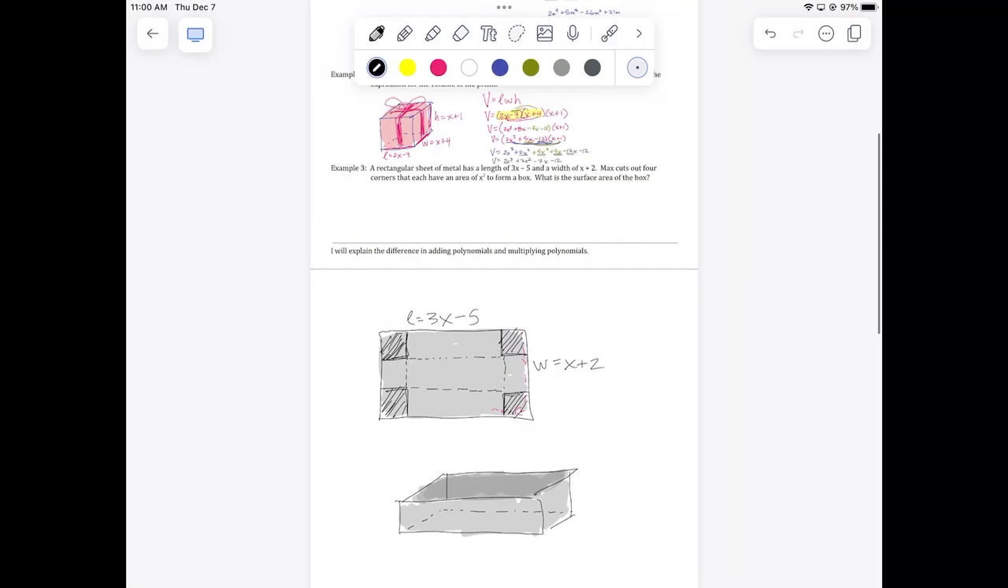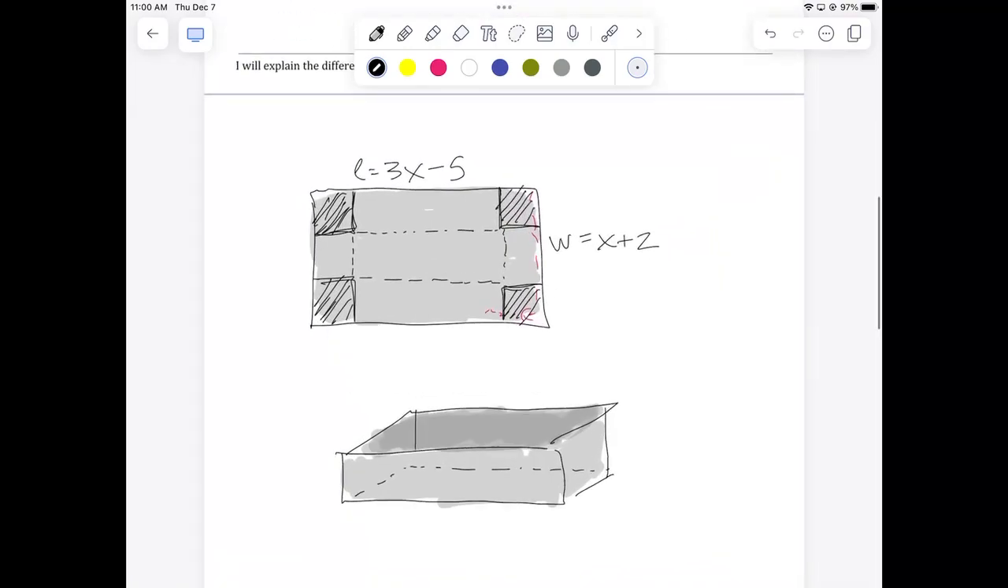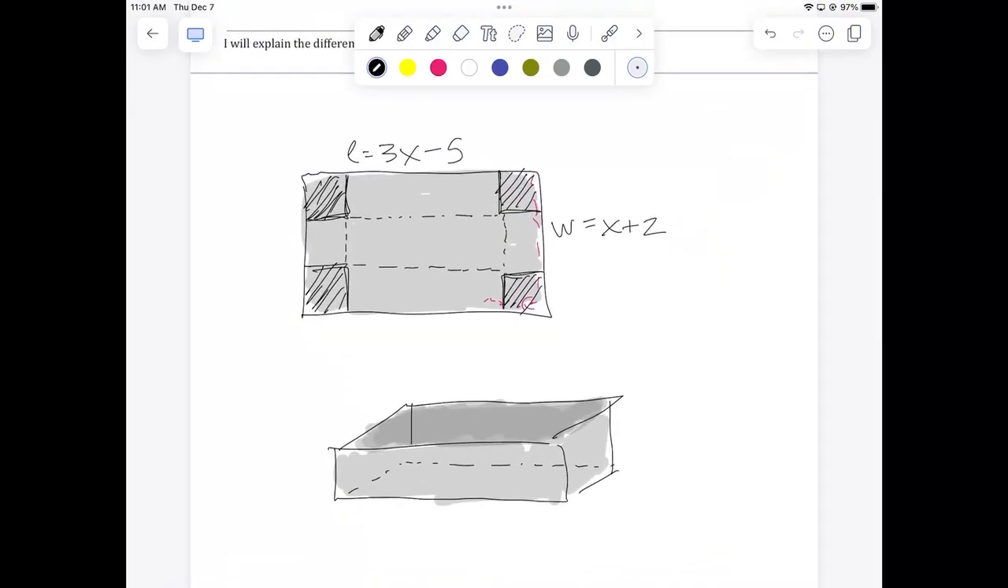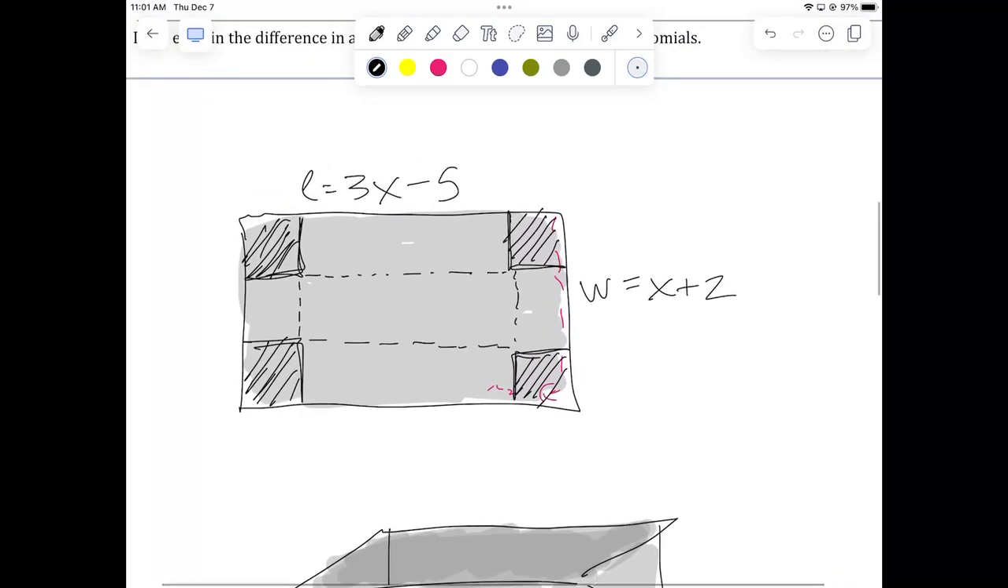What did it ask us to do? Find the surface area? Okay. Now, here's what we have to first understand. He's cutting x squared out of each corner. That means that this is x and this is x. This is x and this is x. This is x. This is x. This is x and this is x.